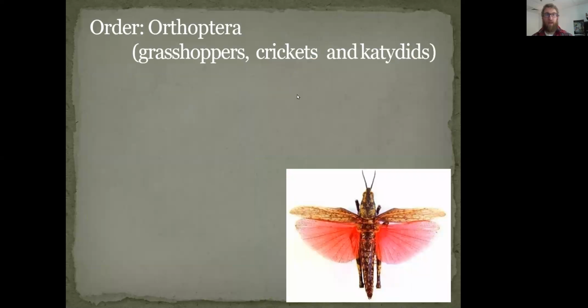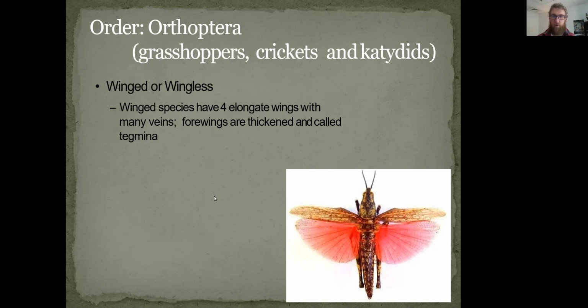All right, then for Orthoptera and the grasshoppers. These guys, you're going to see a lot more later in the summer, but right now we only had a few records. So they can be winged or wingless. Most of them are going to look like this, what people are used to.